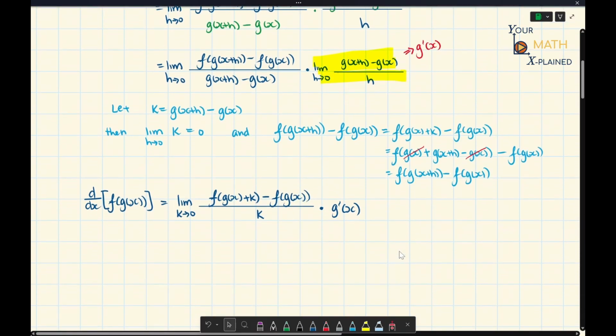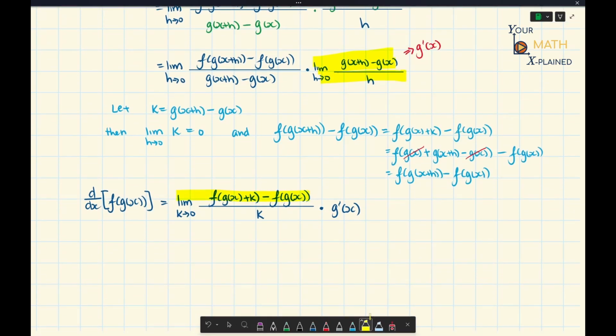But now if we look at our first limit, this is now the definition of a derivative for f prime of g of x, right? Because we have g of x plus k in here, and then here this is just g of x, and then this is over k. So which means this is now equal to f prime of g of x times g prime of x. And thus, we have now proved the chain rule.